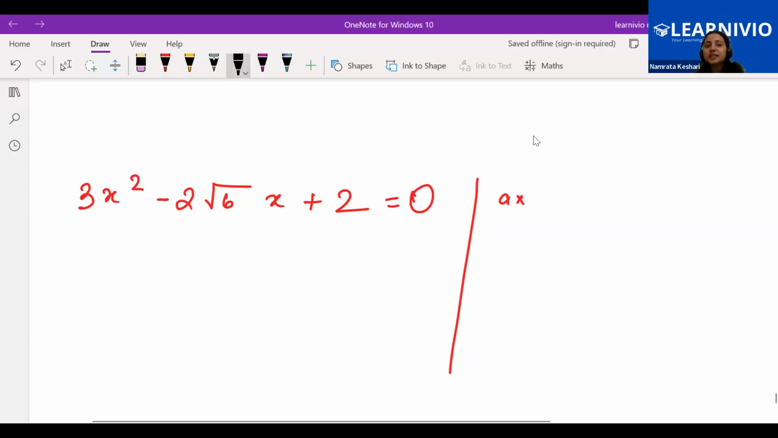So, I was explaining that this is what we are having. Whenever we have to split the middle term, at first we multiply A and C. Here also we'll be doing the multiplication of A and C. That will be 6. Now we will try splitting the 6 by taking two such numbers, so that by adding or subtracting those two numbers we'll be getting the middle term, that is 2 root 6.